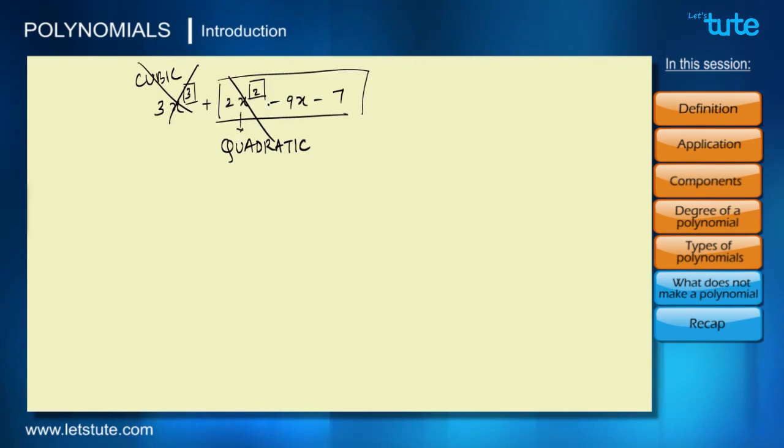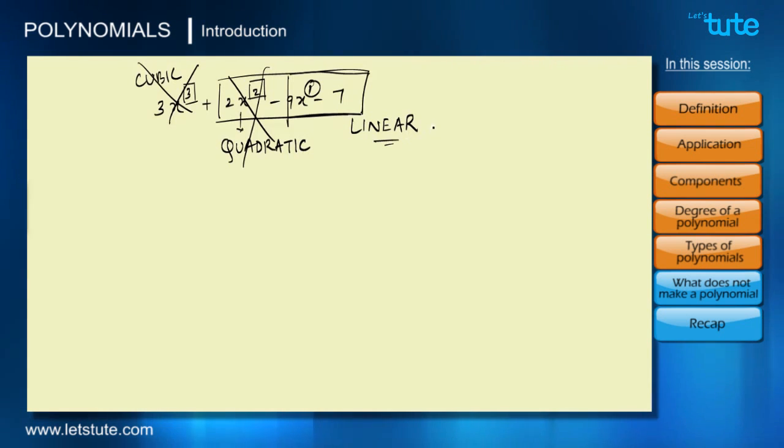Let's say we did not have even this and there was only this portion of it, and we had 9x minus 7 as our polynomial, then the highest power would be 1. Then this would be called a linear polynomial. And why do we call this one linear? Because if we plot it in a graph, then we would actually get a straight line. So that is why linear.